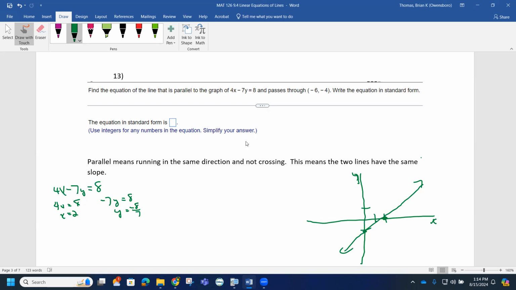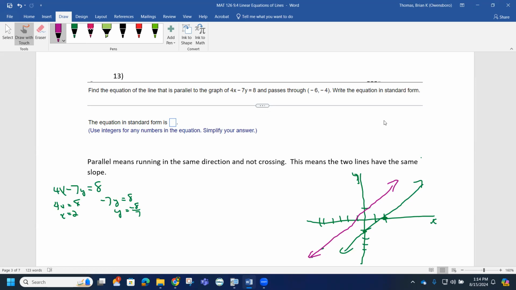What we want is to write the equation of the line that passes through (-6, -4). So like 1, 2, 3, 4, 5, 6, -6. 1, 2, 3, 4, -4. And it's going to be running the same direction as this one. Not a perfect drawing, but they want to know the equation of this line right here.